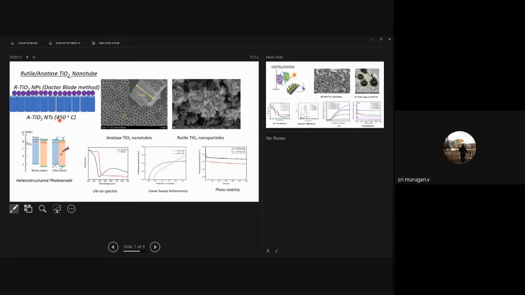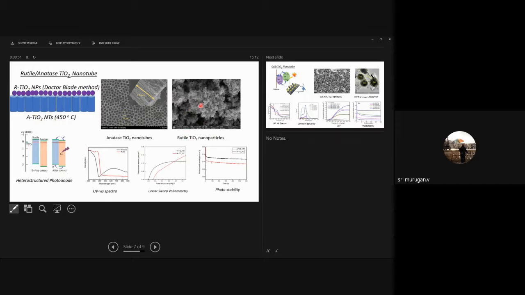We can see the detailed version here. I made a TiO2 nanotube, and we can see it here. This is the nanotube, top view, and then the cross-section view. Our photoanode is made up of TiO2 nanotubes. Their diameter is about 92 nanometers, so it is very porous, and the length of the tube is 7.6 micrometers. And then rutile nanoparticles are deposited over the anodized TiO2 nanotube.